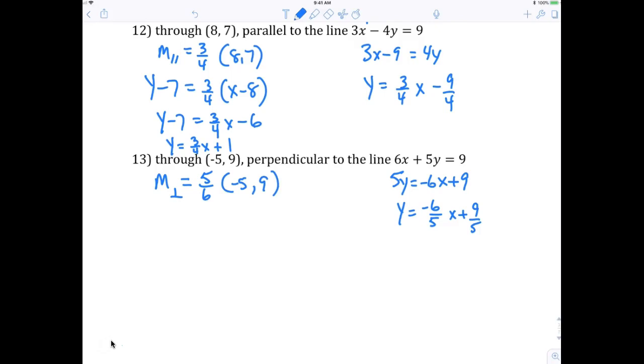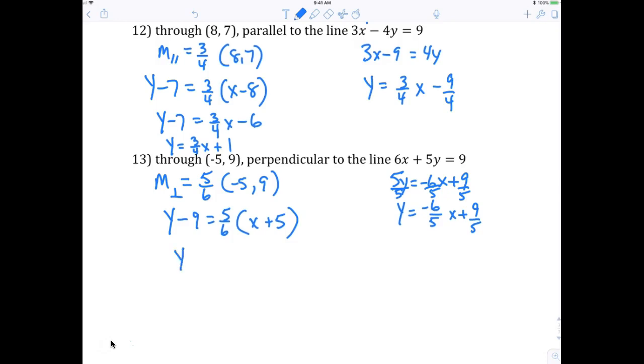Everybody happy with that? Yes, ma'am. The reason you got a fraction was because you divided by 5, because I wanted to make y by itself. Do you agree with me? And now we've got to work on some fractions here, so be careful. Y minus 9 equals 5/6 times x plus 5. Now really make sure you know your fractions. If you're not sure, let me know.